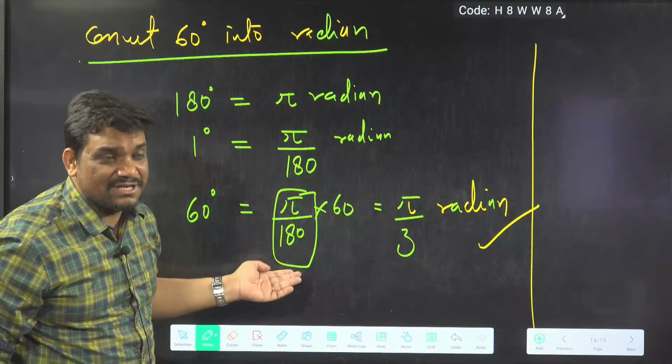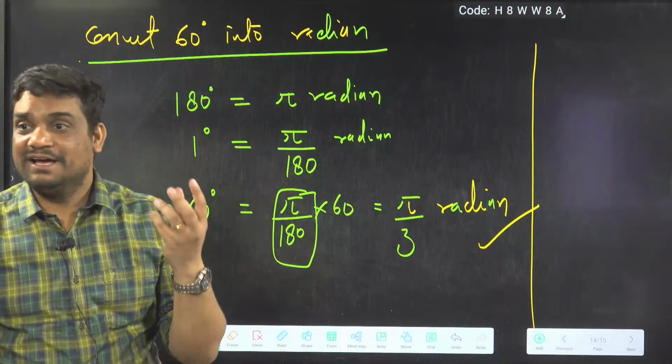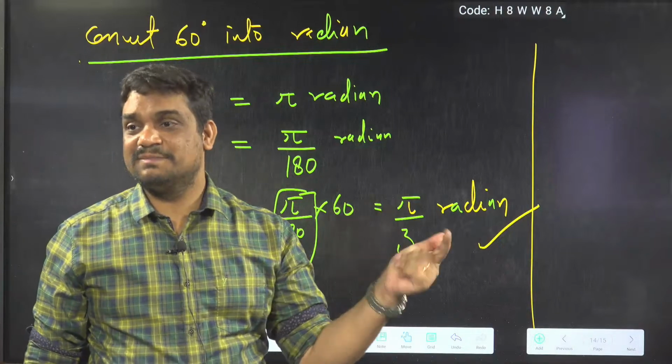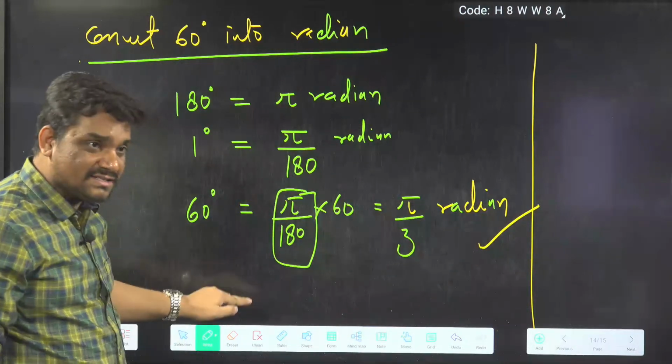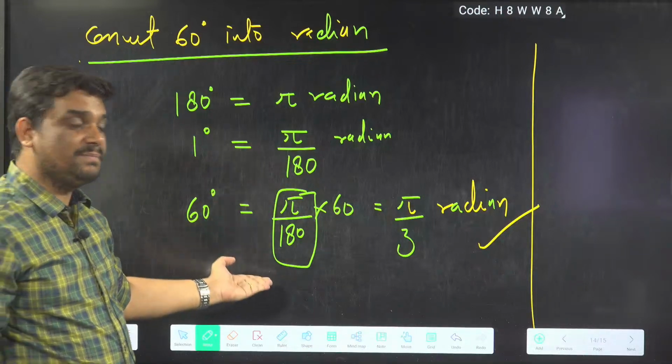So I can write this conclusion that whenever I have to get my radian, I can just multiply with pi by 180. That's it. So I don't have to write these 3 lines. In the single line only, I can multiply with pi by 180.